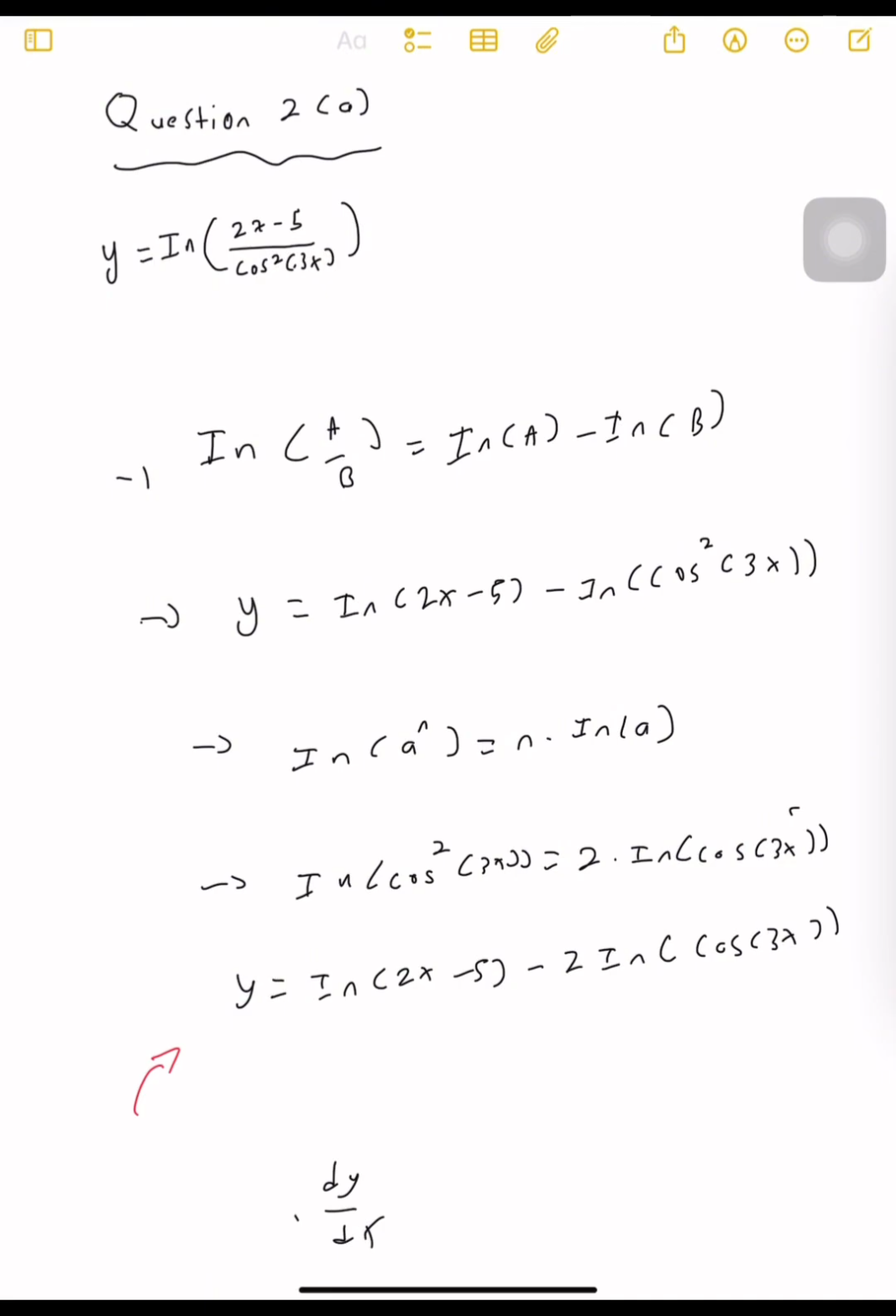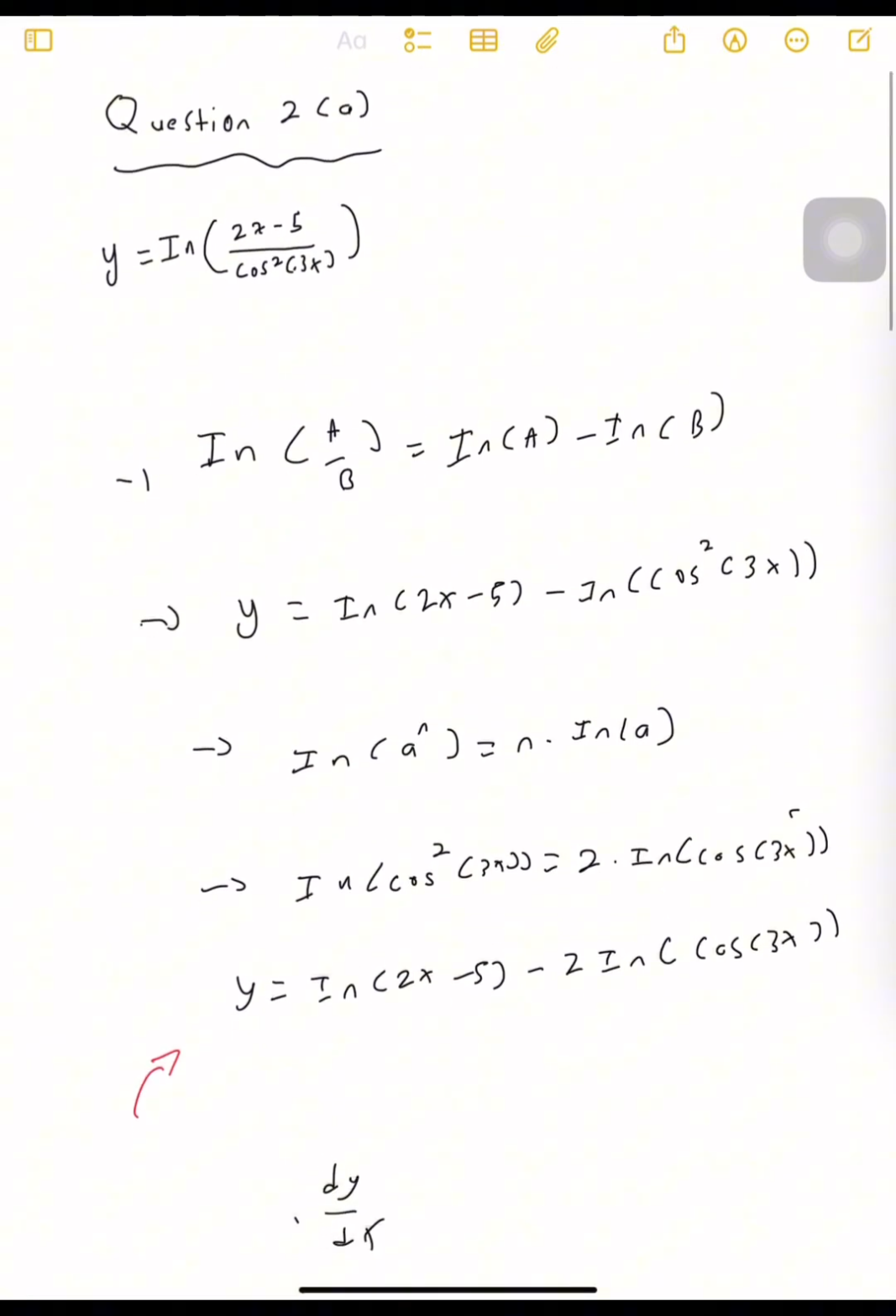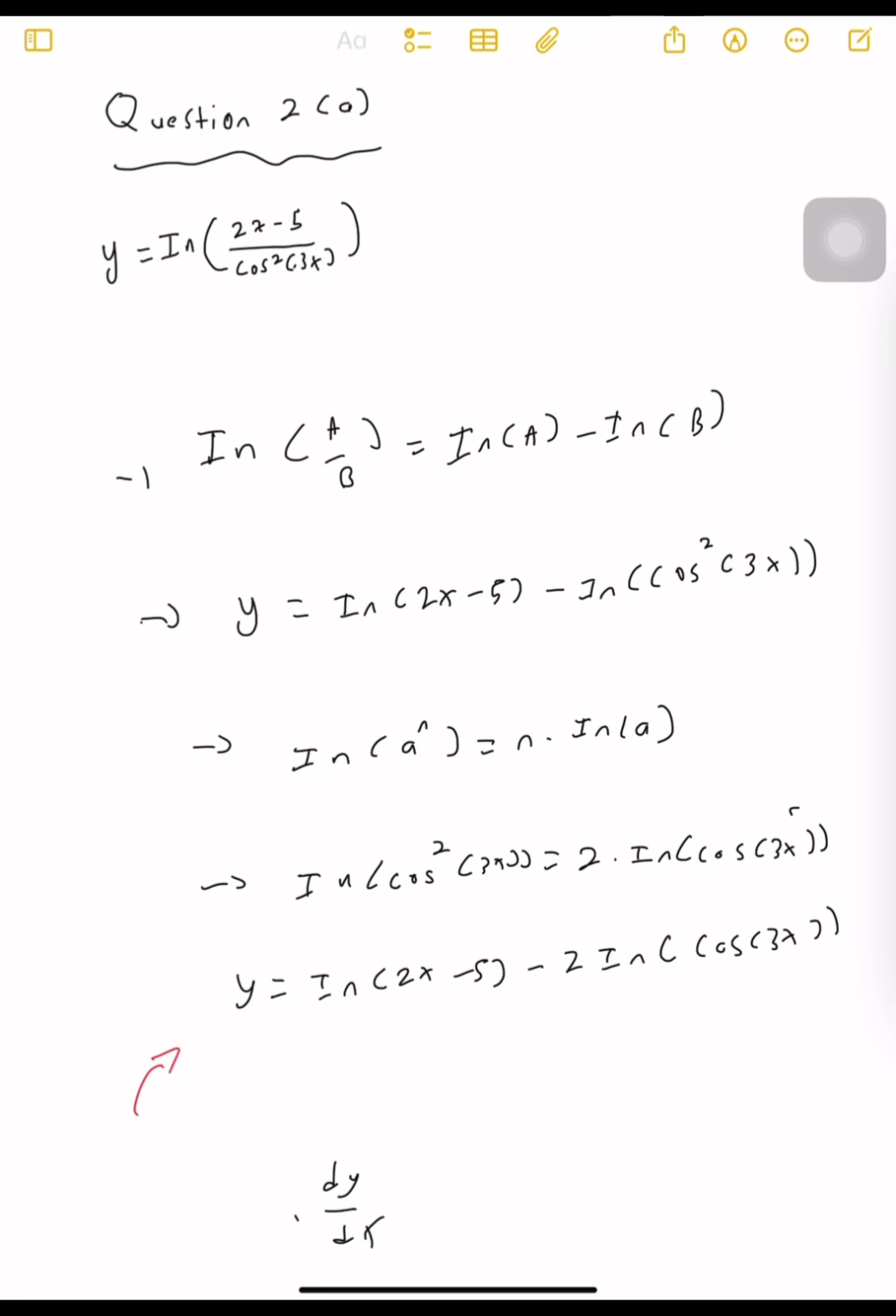So today I am going to show you two calculus problems where we need to find the derivative of a function. To do that, we will use different rules from calculus like the logarithm rule, the product rule and the chain rule. So question 2a, this is a logarithm function and inside the log we have a fraction. So we will start by simplifying using the logarithm rule.